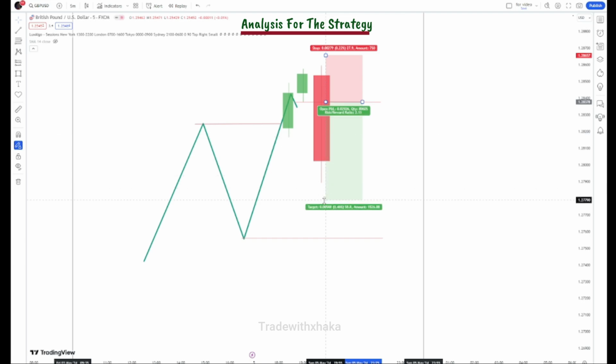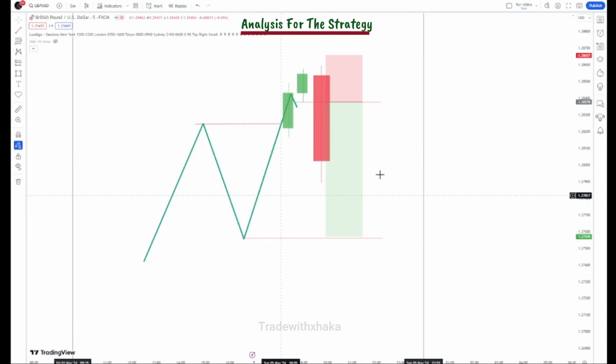Then you target 1:2. If you have proper risk management to manage this very strategy, you can target more risk to reward. Then this should be a final target. This B leg, that is the higher low, is your target.